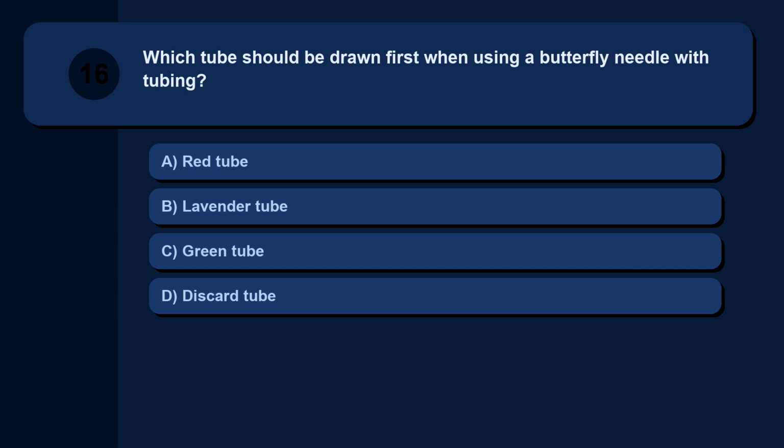Question 16. Which tube should be drawn first when using a butterfly needle with tubing? Red tube. Lavender tube. Green tube. Discard tube. A discard tube removes air from the butterfly tubing, ensuring accurate blood-to-additive ratios in subsequent tubes.